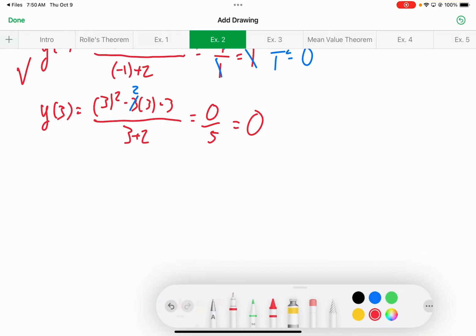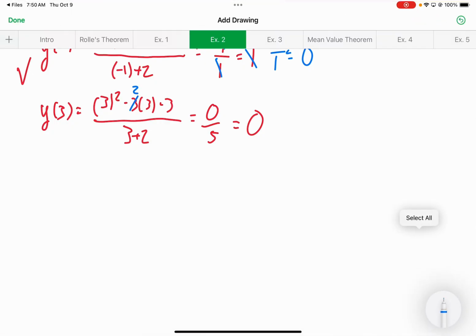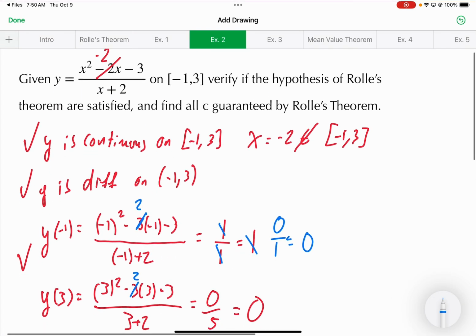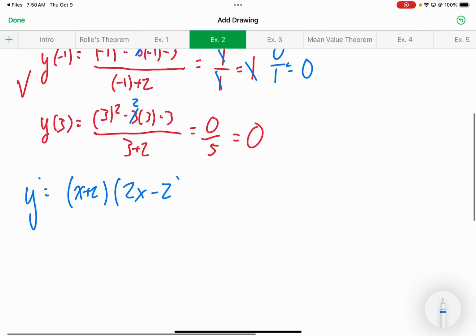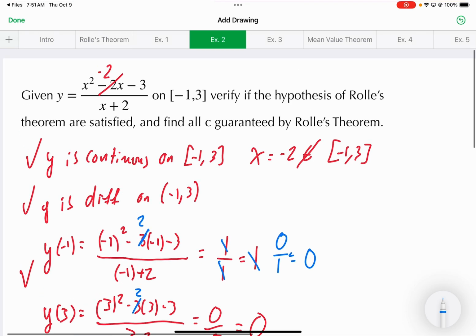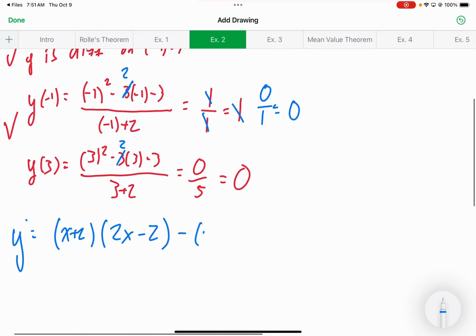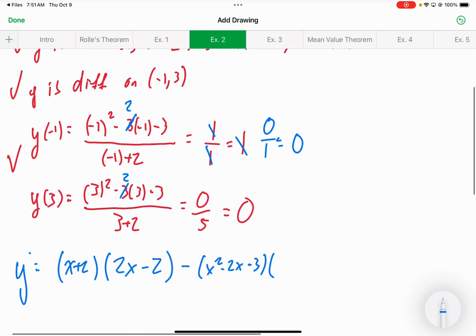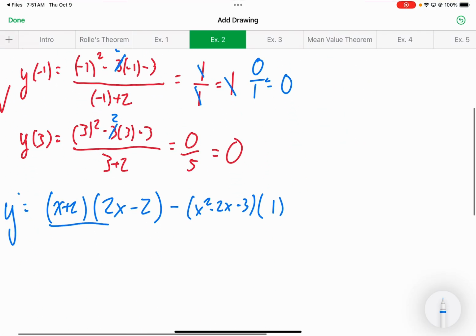All right, so I'm going to do that down here. I've got to use the quotient rule, so y prime equals low, which is x plus 2, times d high, which would be 2x minus 6. No, sorry, 2x minus 2. Okay, so low d high, minus high, which is x squared minus 2x minus 3, d low, which would just be 1, over low squared.